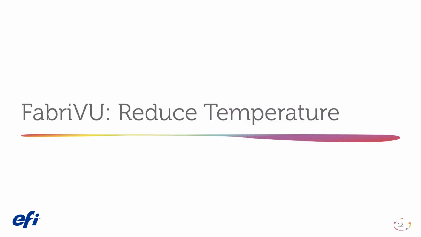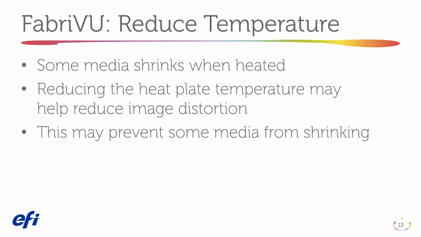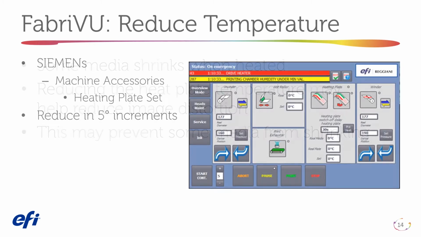Reducing temperature. Some medias may shrink when heated. Reducing the FabriVU heat plate temperature may help reduce image distortion. This may prevent some media from shrinking. Adjusting temperature is done on the FabriVU Siemens control panel, machine accessories, heating plate, set field. Reduce the temperature in 5-degree increments until the image distortion is corrected.